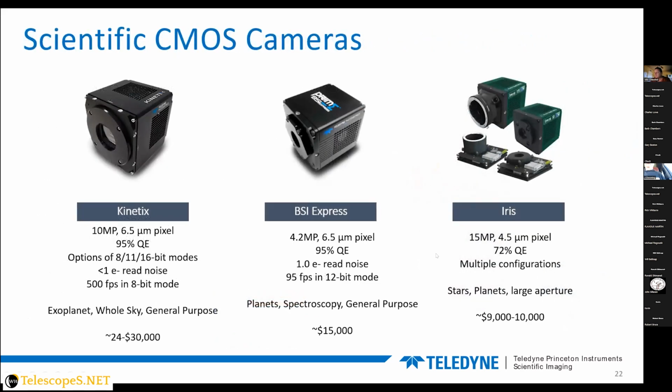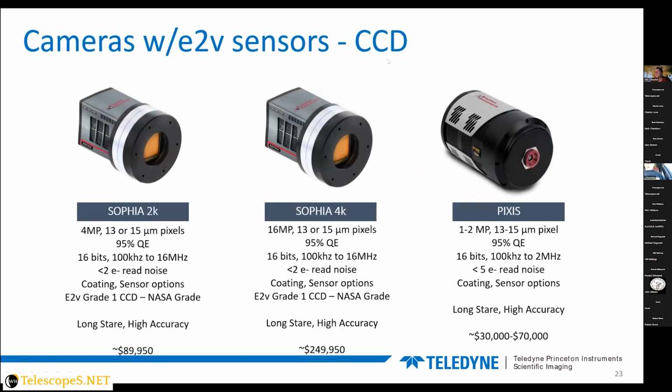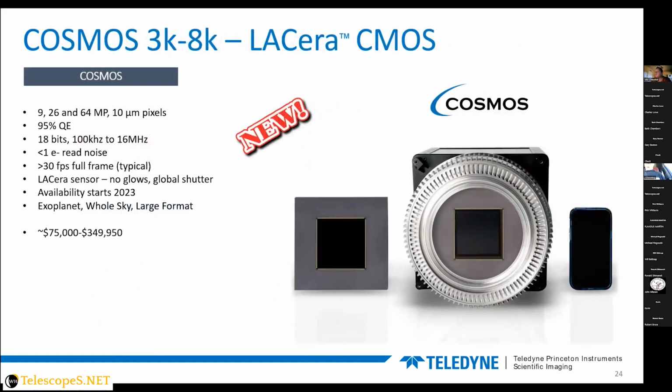So I list a few of our cameras on here. These are some of the CMOS cameras we make, as well as up to really big guys. If you're putting together a professional class astronomy location, you can buy a camera that costs as much as a Ferrari if you want to.